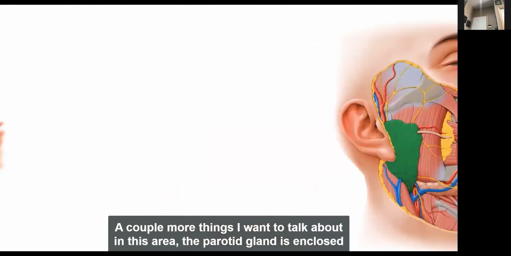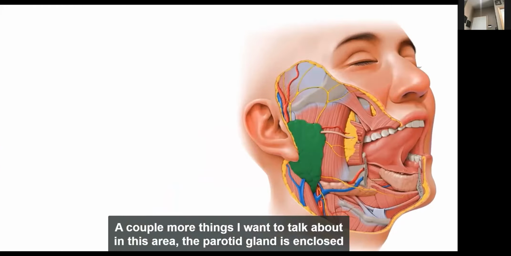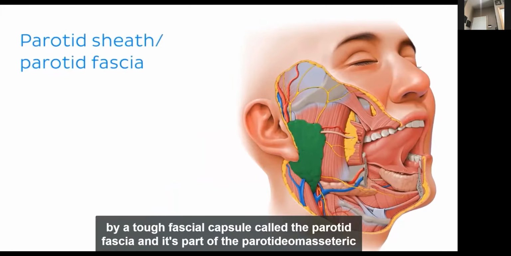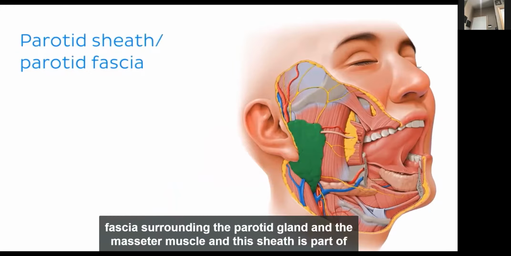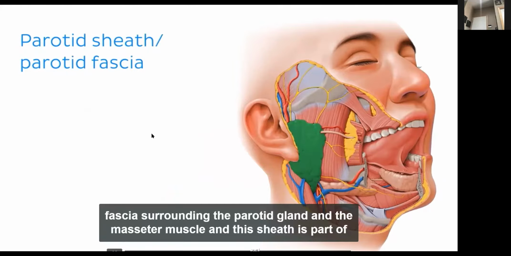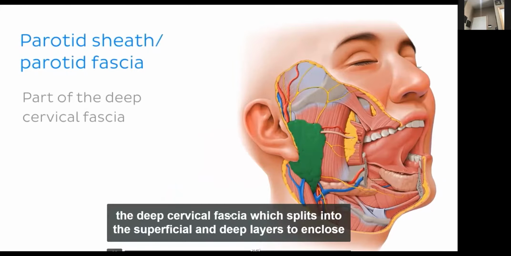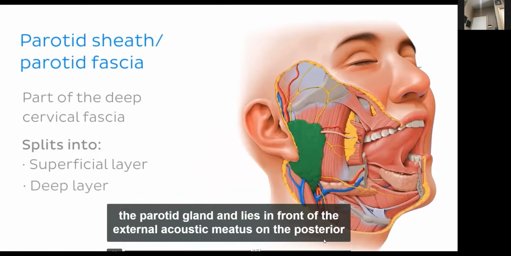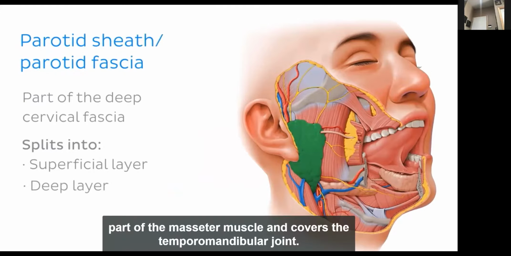A couple more things I want to talk about in this area. The parotid gland is enclosed by a tough fascial capsule called the parotid fascia, and that's part of the parotidomasseteric fascia surrounding the parotid gland and the masseter muscle. And this sheath is part of the deep cervical fascia, which splits into the superficial and deep layers to enclose the parotid gland and lies in front of the external acoustic meatus on the posterior part of the masseter muscle and covers the temporomandibular joint.